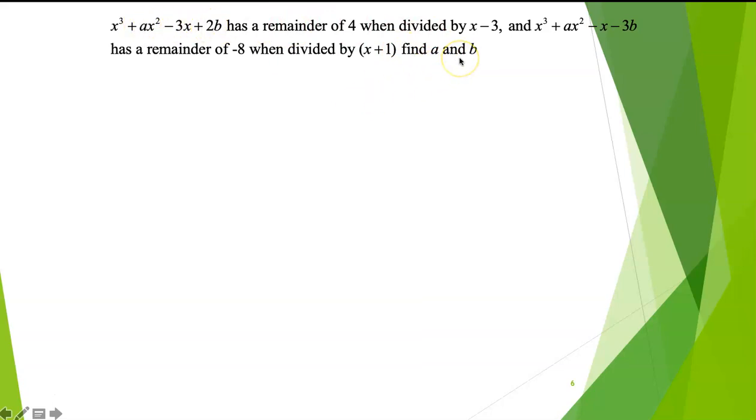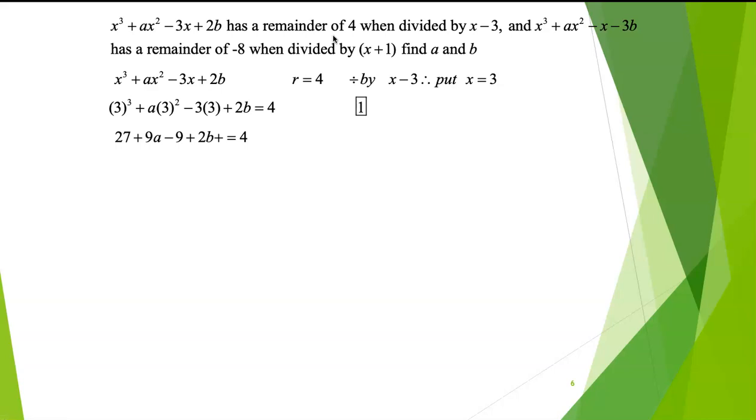Now, we're using the remainder theorem here. So let's take the first equation. This is the factor x minus 3. So you make x minus 3 equal to 0. That means x equals 3. If you substitute 3 back into this equation, you should get the remainder, which is 4. And that's what we're going to do. So rearrange, simplify, and you get the first equation: 9a plus 2b equals -14.